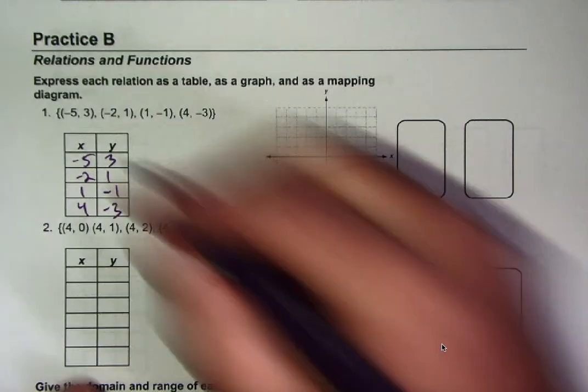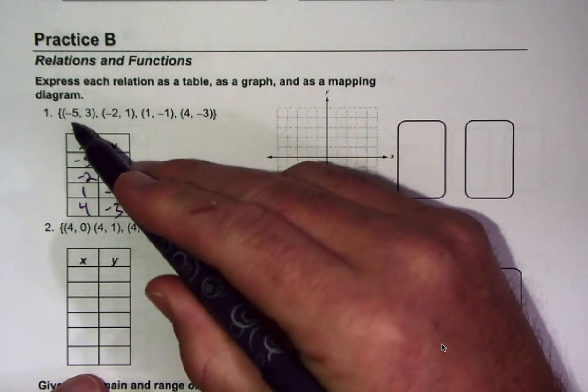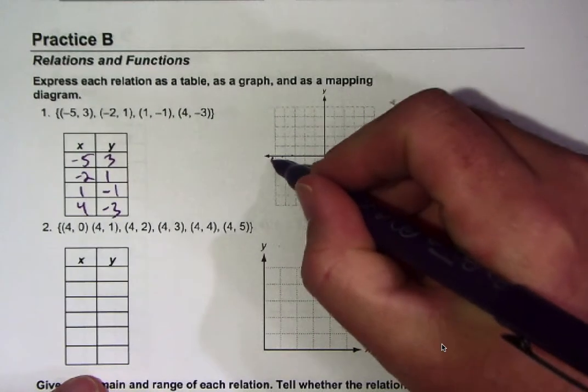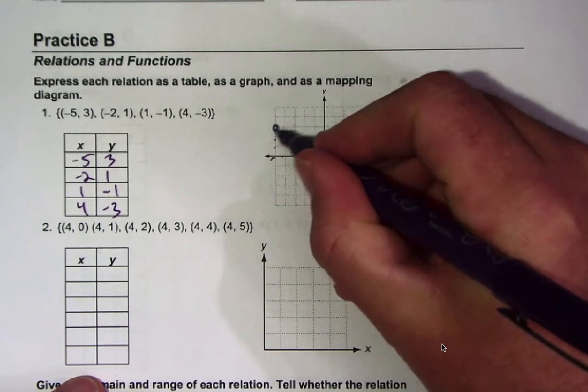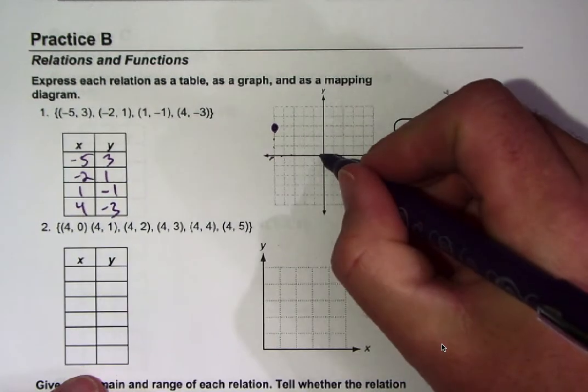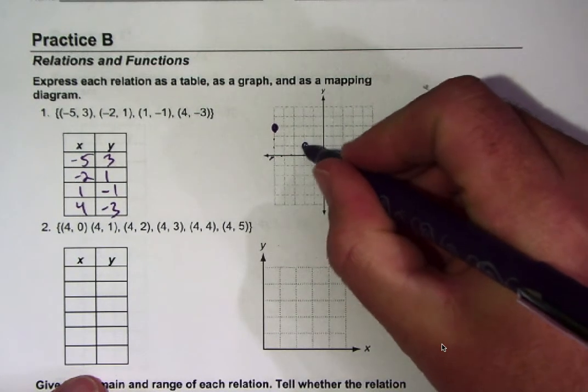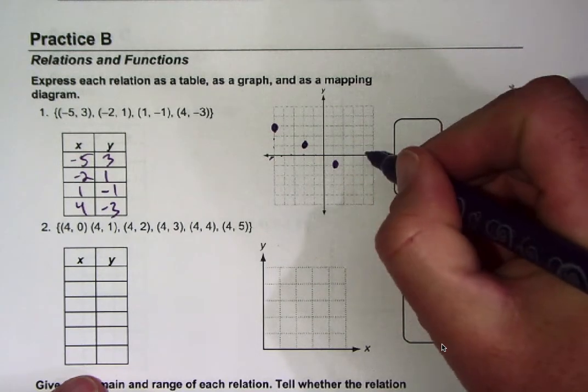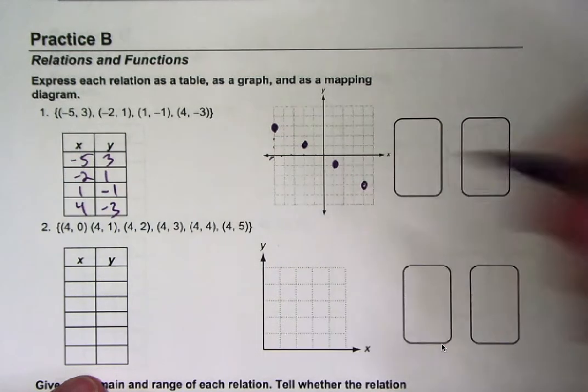And then to graph them, we talked about it. The first number tells us our x, the next tells us y. So go over 1, 2, 3, 4, 5 to -5, up 3. Then go over to -2, up 1. Over to 1, down 1. Over to 4, down to -3.